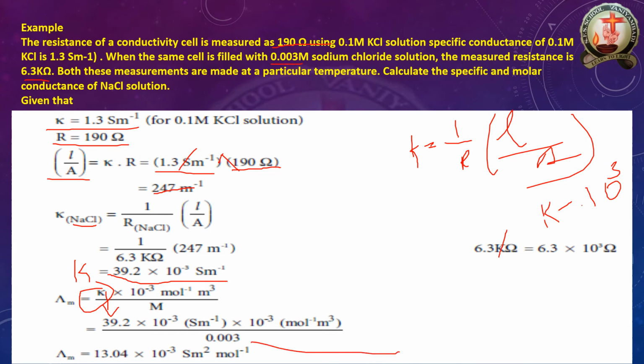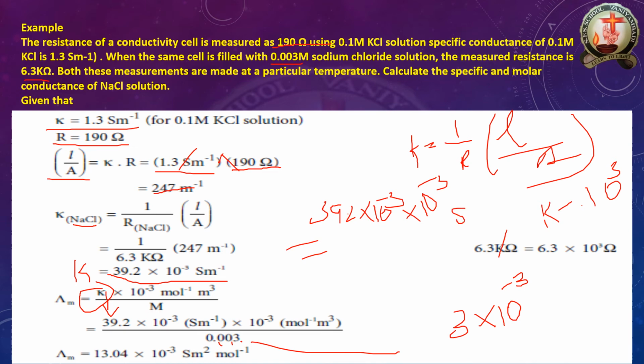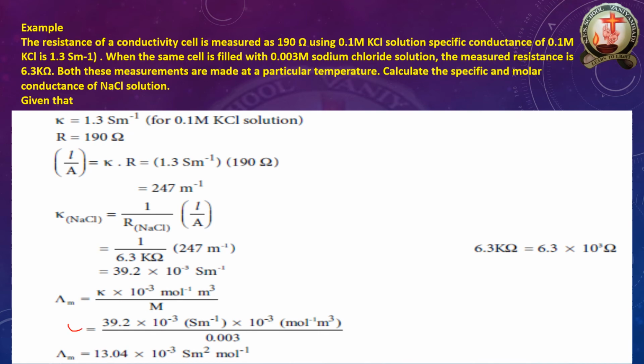So instead of this one, I am going to substitute 3 into 10 to the power minus, how many decimal I coming through this one? 1, 2, 3. So 10 to the power minus 3. So 39.2 into 10 to the power minus 3 into 10 to the power minus 3. So Siemens per meter and per mole per meters cube. So I'm going to explain this one.